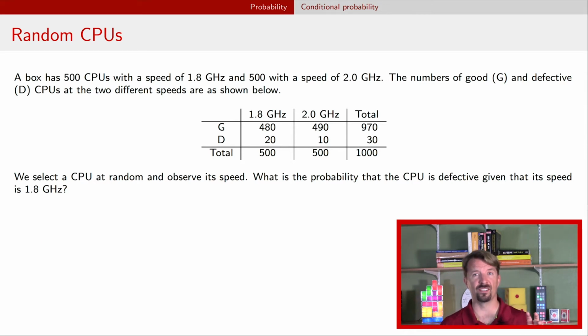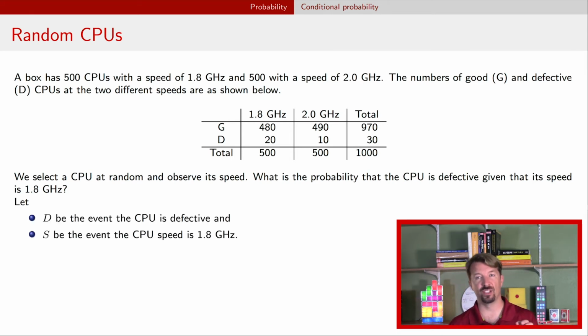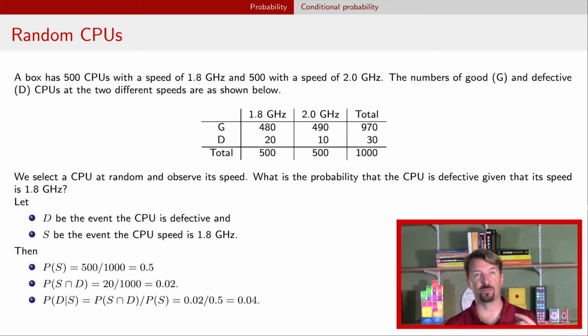So the definition of conditional probability said that if we need defective given the speed, then what we're going to do is we're going to say what is speed and defective, the intersection of those two events, what's that probability, and then divide by the probability of that particular speed. And so there are a couple of quantities we need. The first is that we need to know what the probability of getting that speed is. So that's probability of speed. There's 500 out of the 1,000 CPUs, and so therefore the probability of getting at random a CPU with a speed of 1.8 is 0.5.